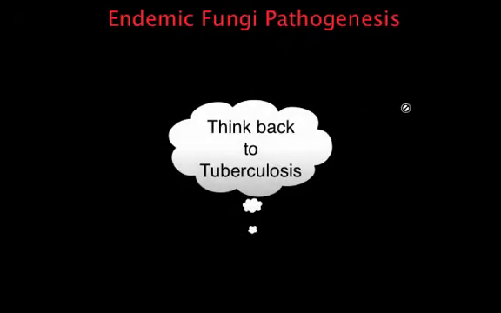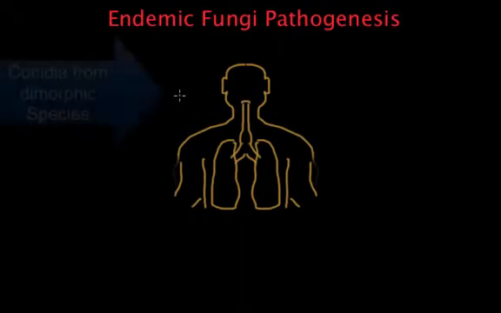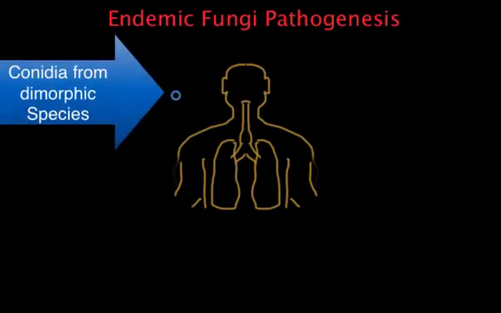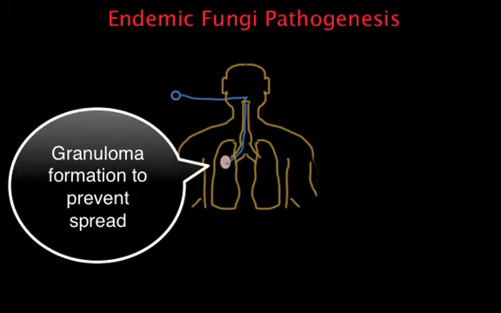Now, think back to TB here, because this group of infections behaves similarly to tuberculosis. First, there's inhalation of environmental inoculum, in this case, the dimorphic species' conidia. Once inhaled into the lung parenchyma, the dimorph causes a granulomatous response as the body attempts to prevent systemic infection.